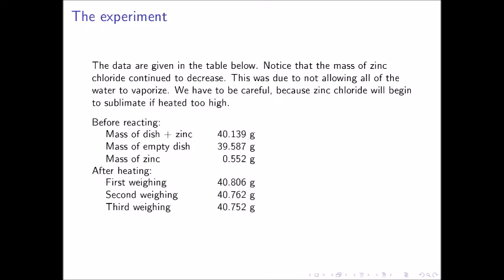Here we see the final data. Notice that the mass of the zinc chloride continued to decrease in the bottom half of the table. This was due to not allowing all of the water to vaporize. We do have to be careful though, because if we heat the zinc chloride to too high of a temperature, it will begin to sublimate. Notice that our third weighing, 40.752 grams, will be the mass that we use in the calculation.